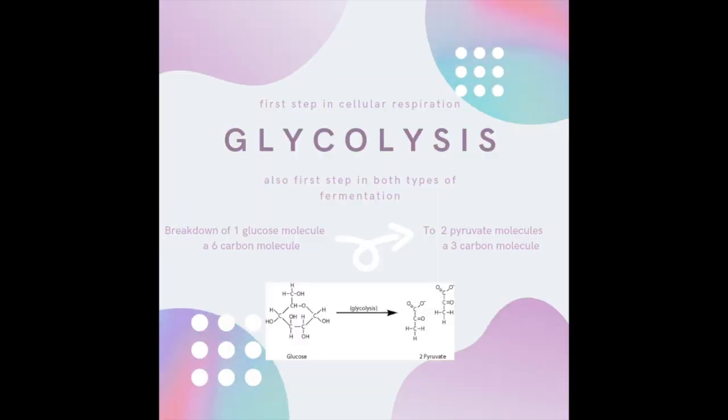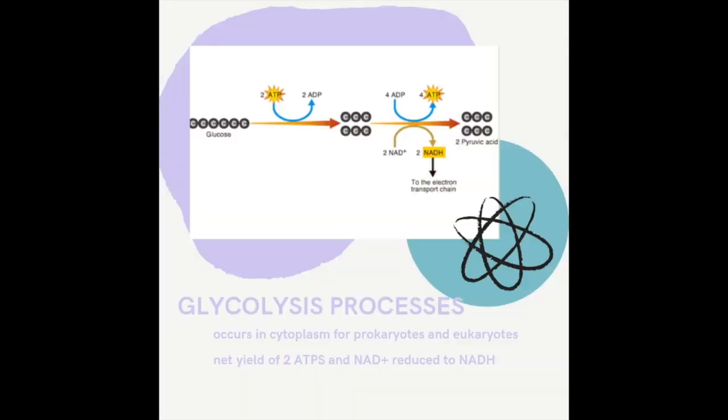Fermentation, both lactic acid and alcohol, begins with the same first step as aerobic respiration, glycolysis. Glycolysis is the process by which one glucose molecule, a 6-carbon compound, is transformed into two pyruvate molecules, a 3-carbon compound. If you look at the molecules below, the 6-carbon ring in glucose is visible, as well as the chain of 3 carbons in each pyruvate molecule. Now we'll look more into the details of the process.